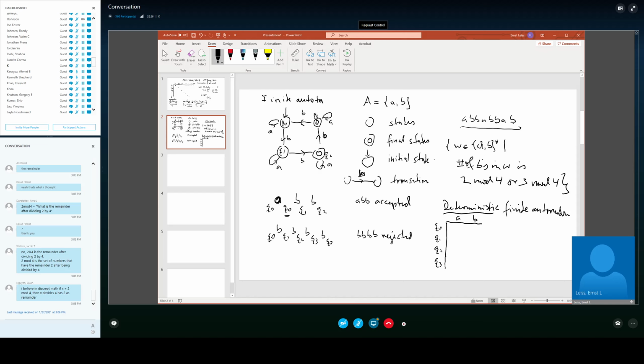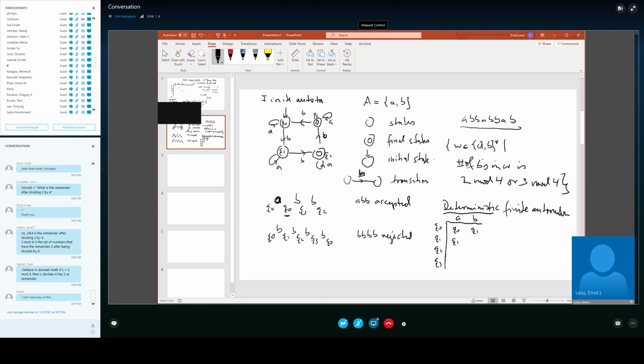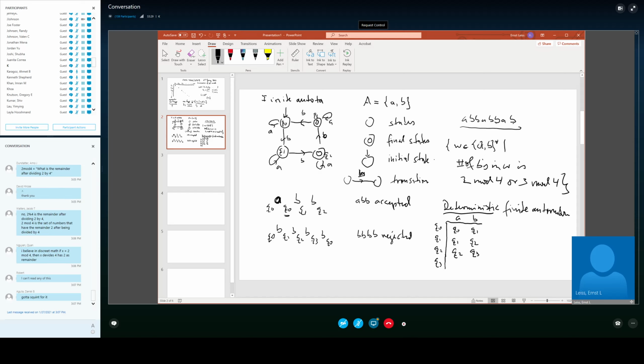From Q0 under A, I go to Q0. From Q0 under B, I go to Q1. From Q1 under A, I go to Q1. From Q1 under B, I go to Q2. From Q2 under A, I go to Q2. From Q2 under B, I go to Q3. From Q3 under A, I go to Q3. From Q3 under B, I go to Q0.